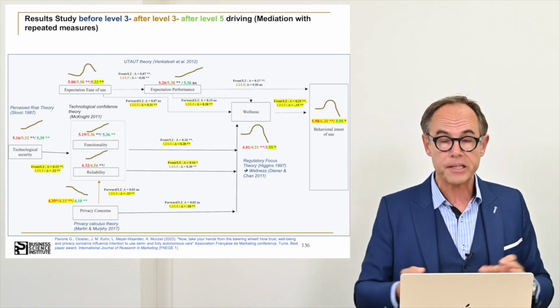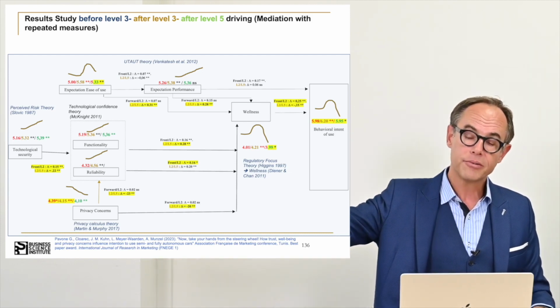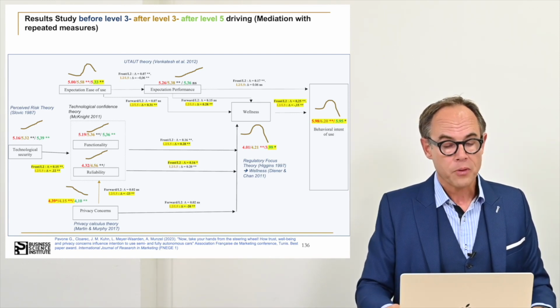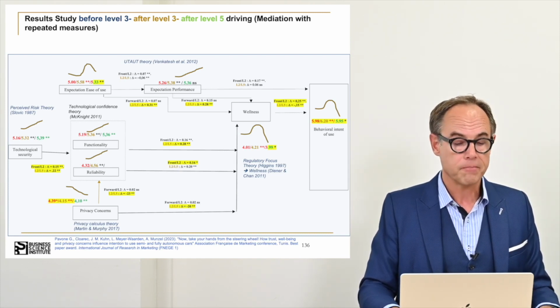And this is the same for behavioral intention to use. So behavioral intention to use increases until level 3 and decreases after level 5. This is valid also for the traditional UT variables, ease of use, and performance expectancy.